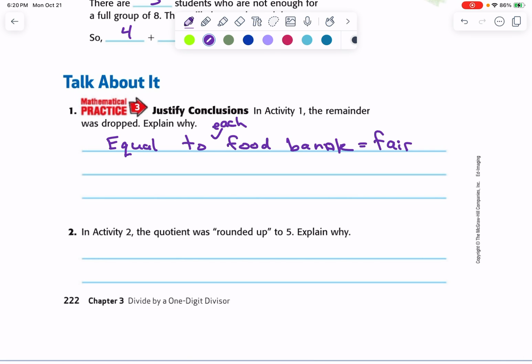Okay. And then in the second one, we rounded up and added an extra adult. We added an extra adult because we didn't want to leave anyone behind. So everyone could go, right? Which would be the most fair thing. Extra adult, so that every student could go.